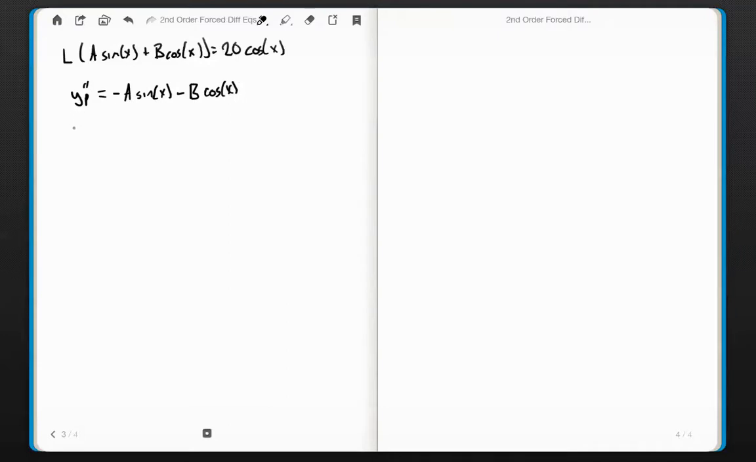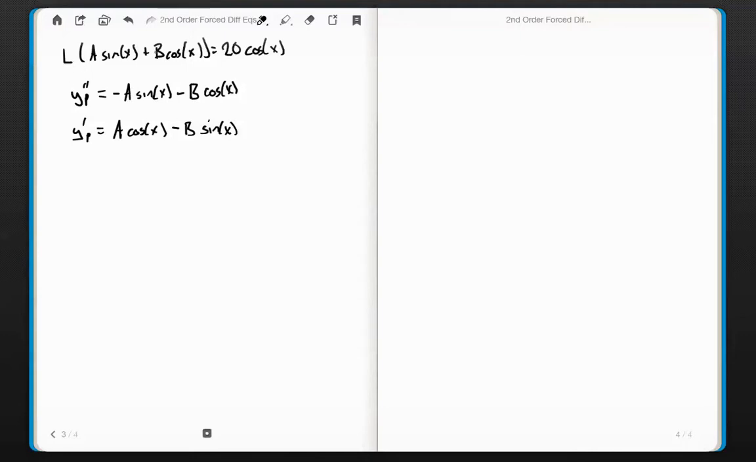And let's see, my single prime, y single prime particular, is, I take the derivative of this, that just goes to a cosine. Right? Stop me if I make an algebra mistake here. And then a single derivative of this, cosine goes to negative sine, so it's negative b sine of x. Right? And then y, of course, is just the regular thing.